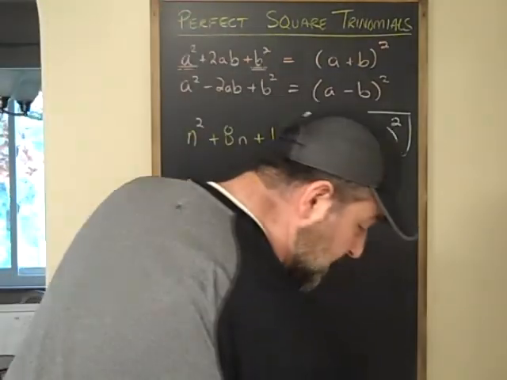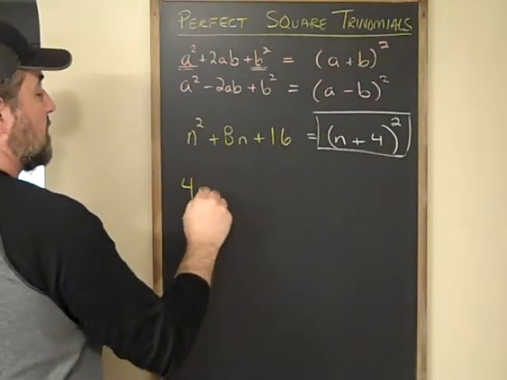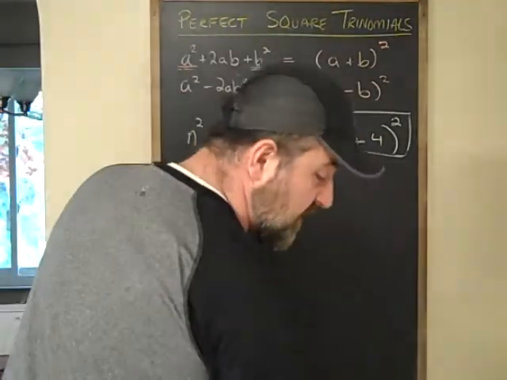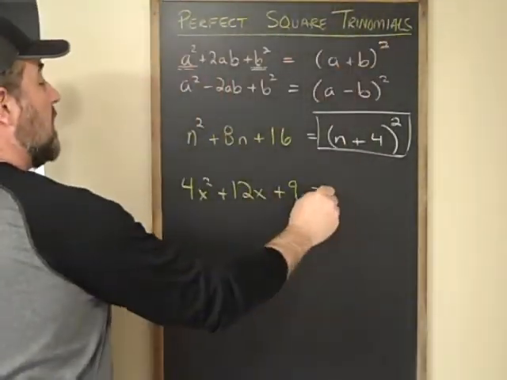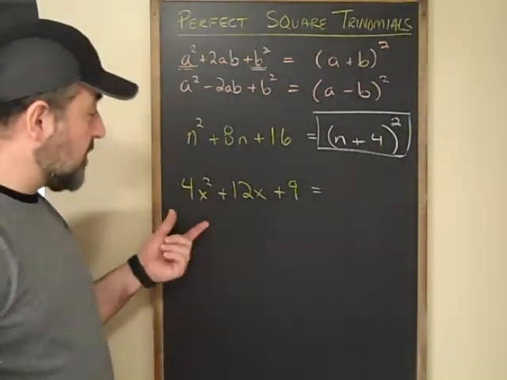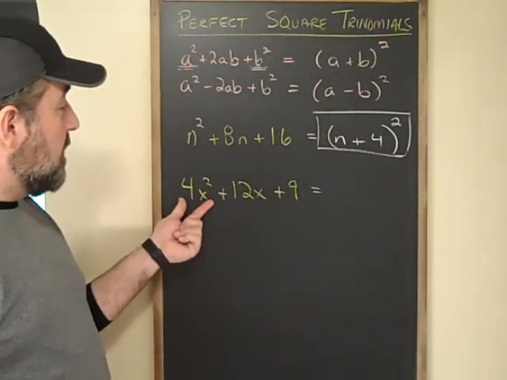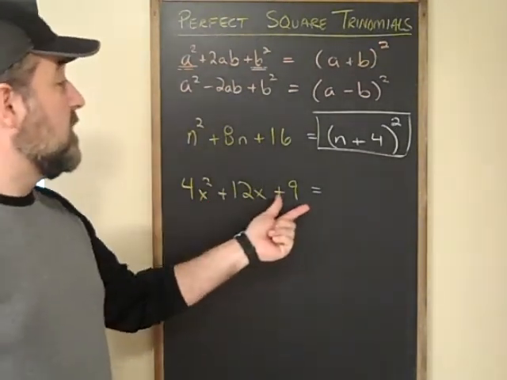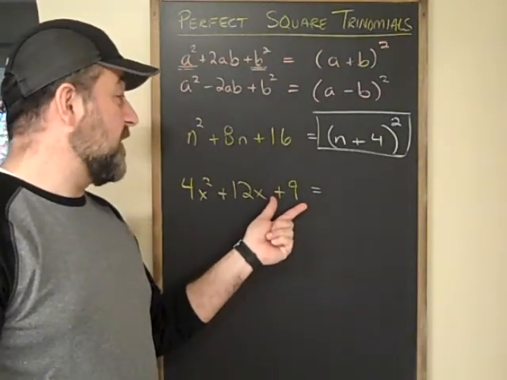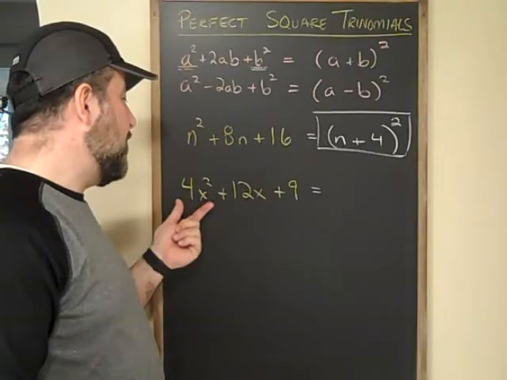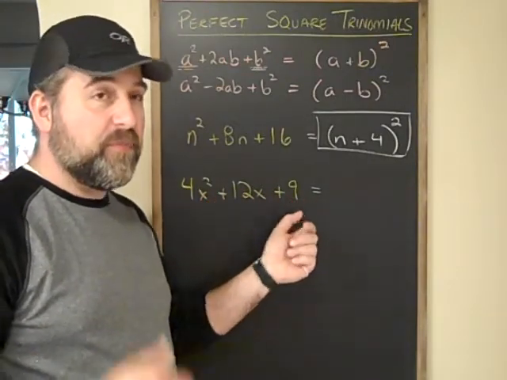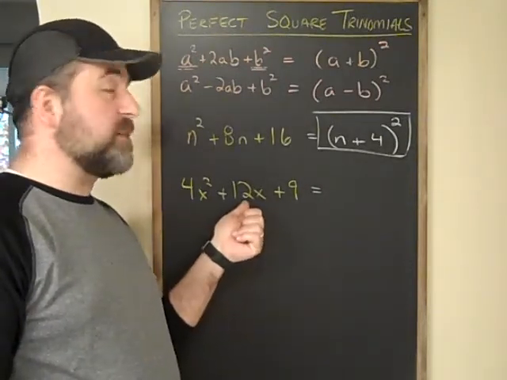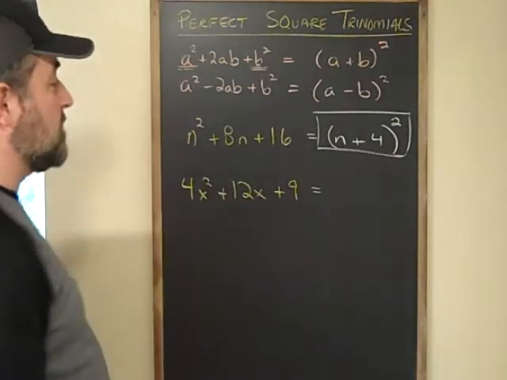Let's take a look at our second example, where we have 4x squared plus 12x plus 9. Again, we're supposed to do this in a factored state, and it is a perfect square trinomial, as all the examples are going to be. Notice 4x squared is a perfect square because you get it from squaring 2x. 9 is a perfect square because you get it from squaring 3. If you take 2x times 3, you get 6x, and you double it, you get 12x. That verifies that this is a perfect square trinomial.